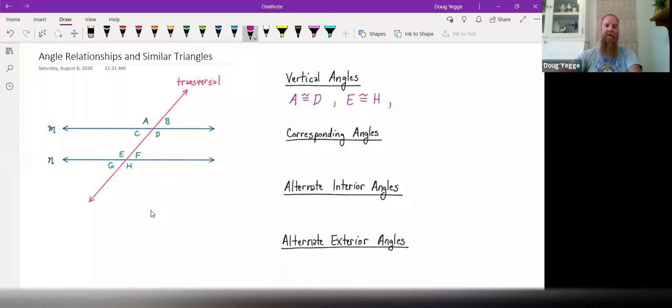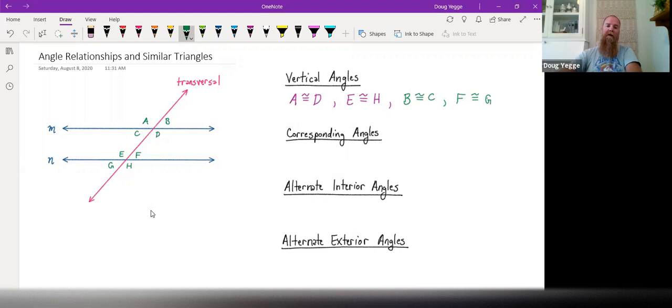We can also see some other relationships as well, obviously, by just looking at the other vertical angles, B and C. Looks like B and C are vertical angles, F and G are vertical angles. And so those are going to be congruent to each other individually as well. And so we could say that B is congruent to C. And we could also see that F is congruent to G. So there were a few different relationships already based off of vertical angles.